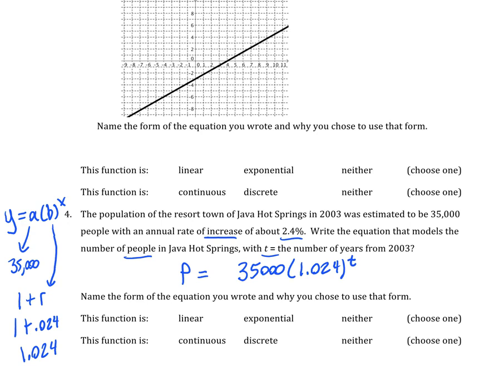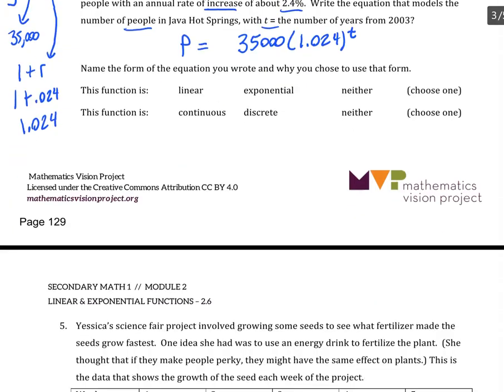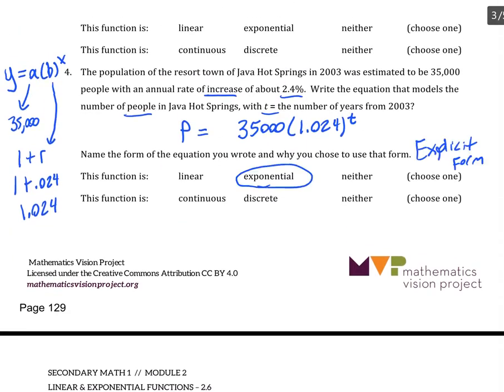Now, I'm not going to do this for every problem. I didn't do it for the first two examples, but you'll want to think about the answers to these questions. So again, the form of this function is the explicit form of an exponential function. It's exponential, and this is going to be a continuous function because the population is continuously growing. There are people being added to a population daily, every second, through births and moving and stuff like that.